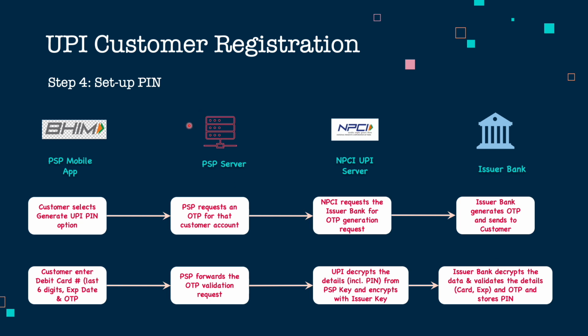So the PSP has the information of the VPA handle and the bank account related to it, which includes the account number and also the IFSC code. It does not know the UPI PIN. Only the UPI PIN is known to the issuer bank. So this concludes the customer registration process.